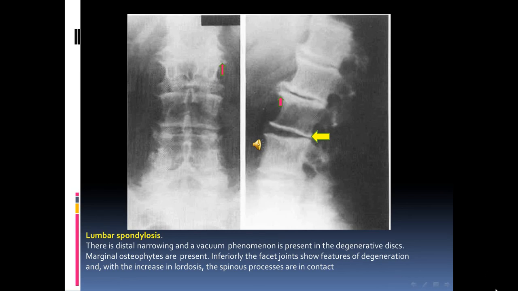Common abnormality in the vertebral column is the spondylosis. Here we have example for the lumbar spondylosis, in which there is degenerative changes seen in the form of decreased or narrowing in the intervertebral disc space.